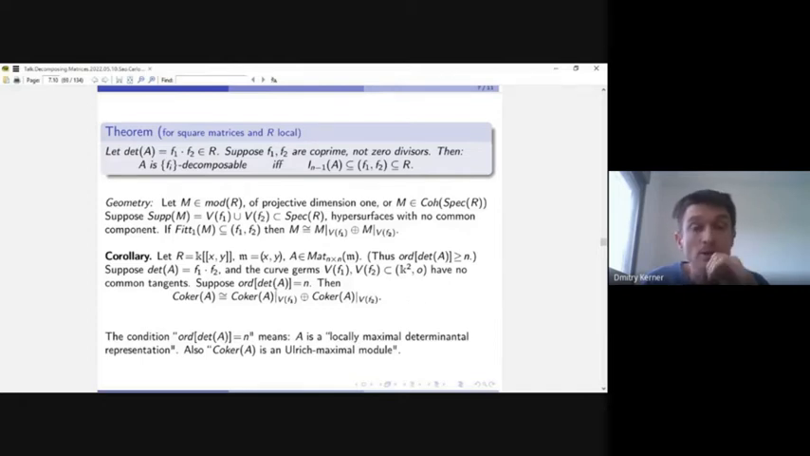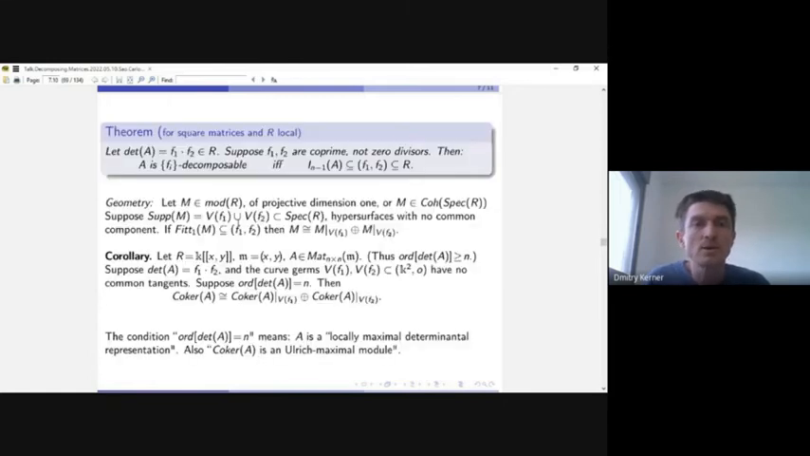Now, this condition that the order of the determinant is n, as one would expect, is classically known. It has been used in various areas, and it has many different names. In the area of determinantal representations, the condition is called locally maximal determinantal representation. In commutative algebra, one says that the co-kernel, this module, is an Ulrich maximal module. Yes, and usually these are the modules which people study first. They are in some sense the simplest ones, or the most important.